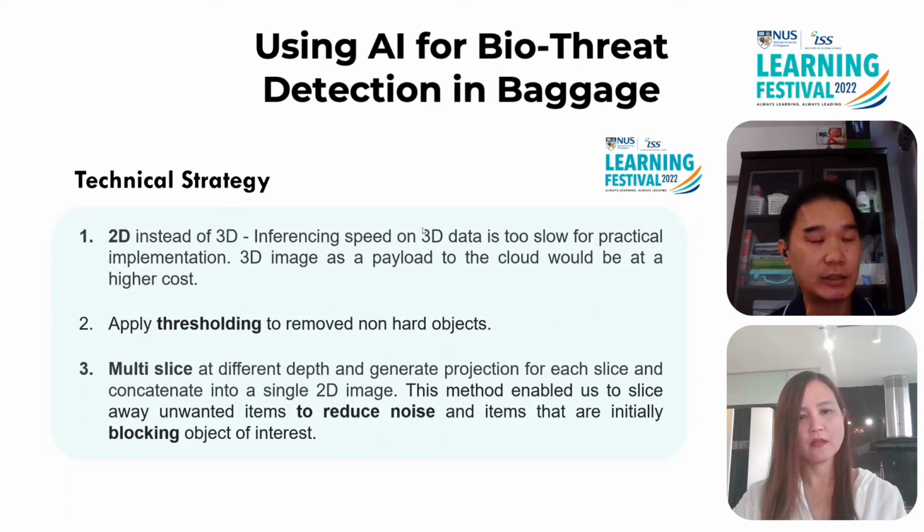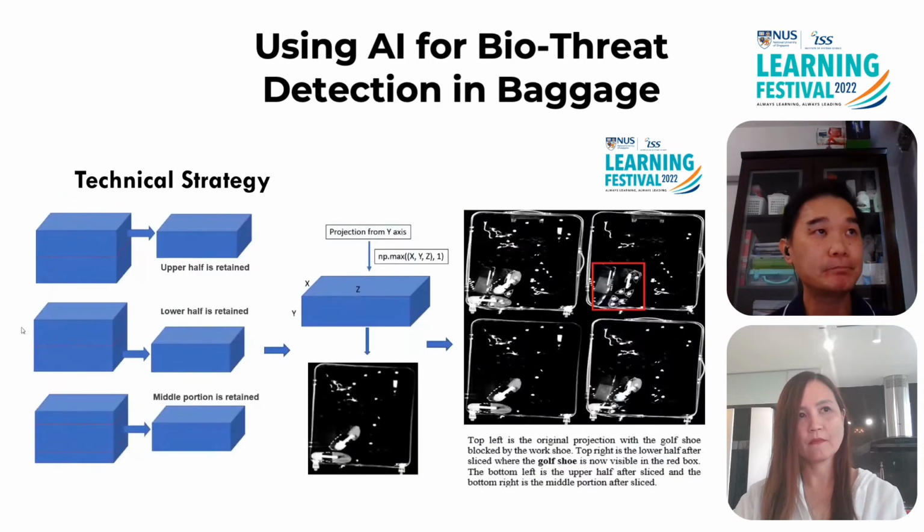Okay, next is the key point of our project: we do a multi-slice. We slice the image at different depths and do a projection to create 2D images. After that, we concatenate them into a single 2D image. On a later slide, I will have a more detailed explanation of this technique. Next, please.